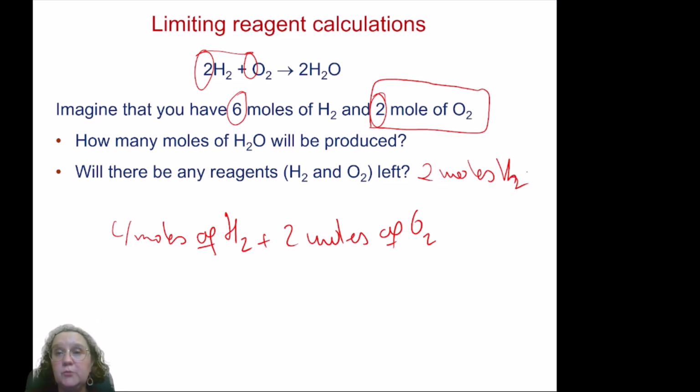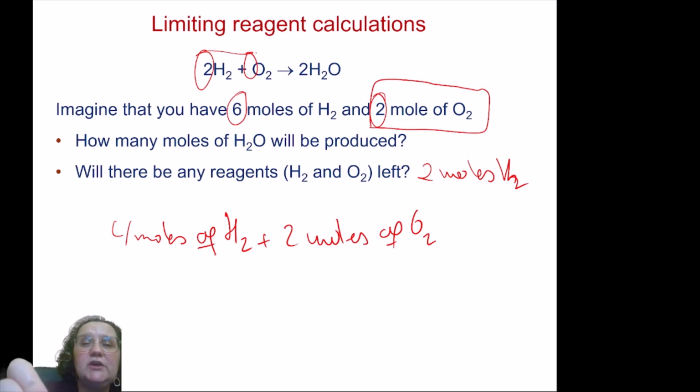So you would consume all the oxygen, no oxygen would be left. You would consume 4 moles of hydrogen, and you would have 2 moles of hydrogen left over of those 6 moles. And how much water would you make? Well, now you can't look at the hydrogen anymore. You need to look at the oxygen, because it's the one that is going to determine how much water you're going to make.